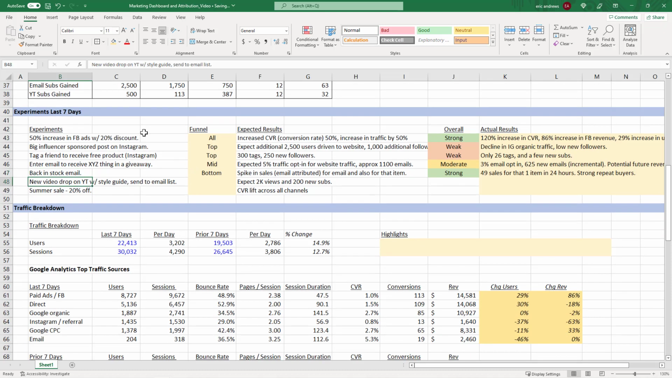Okay, another experiment that we ran was that we dropped a new video on YouTube with like a style guide. So, something to help people wear our product and figure out how to wear it. We sent it to the email list. This is really focused on sort of top and mid funnel. So we want to acquire new people on YouTube, and we also want to engage with our current users. And so that's more of a mid funnel activity.